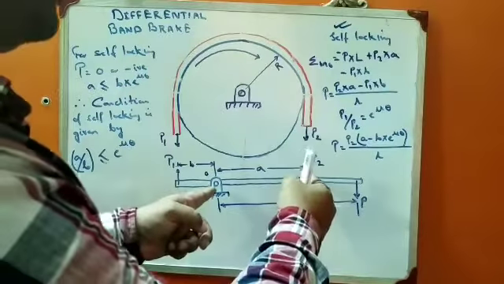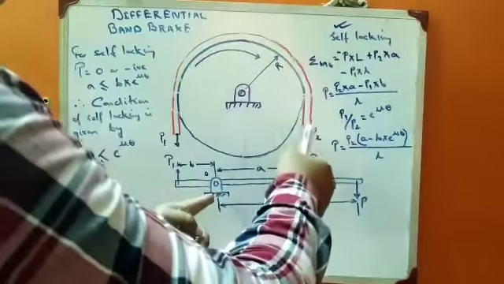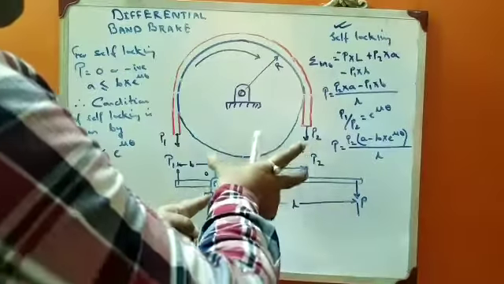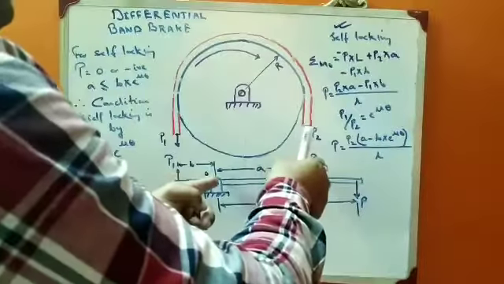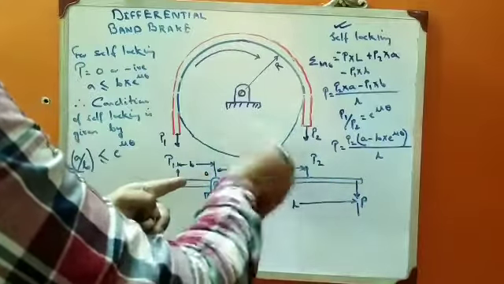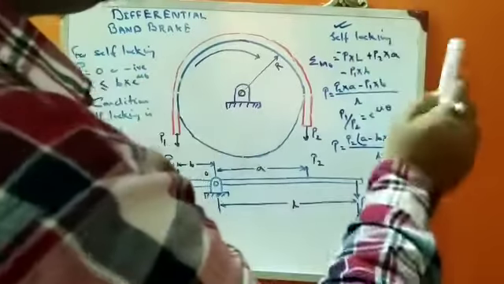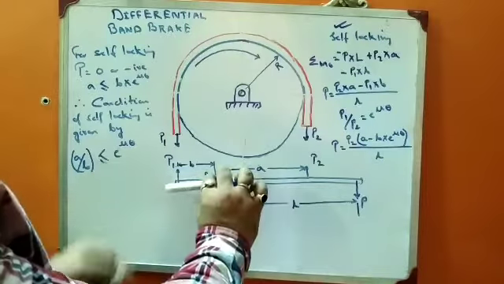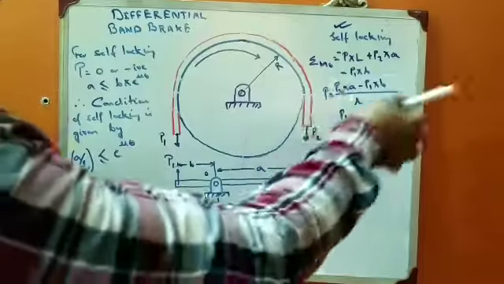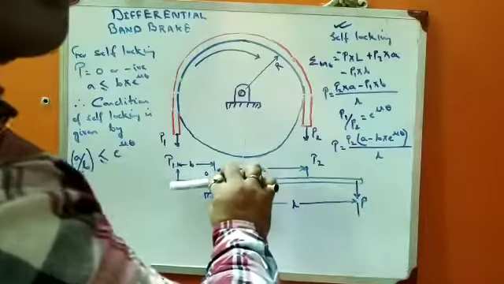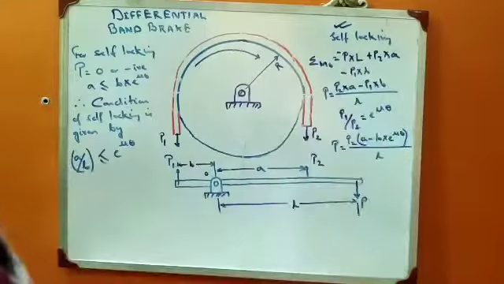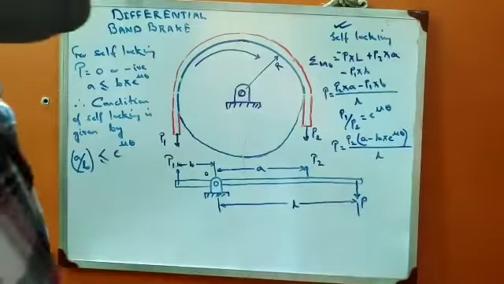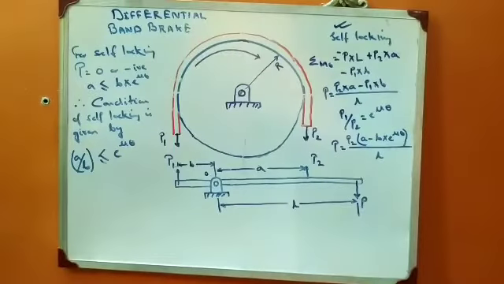Now P2 is the force acting on this side. This side would try to cause the lever to move in the anti-clockwise direction. An anti-clockwise moment is considered positive. So P2 into A. And again P1, the force on the tight side, will try to move the lever in the clockwise direction. So again it is negative, minus P1 into B. If we equate this, we get P is equal to P2 into A minus P1 into B, divided by L.